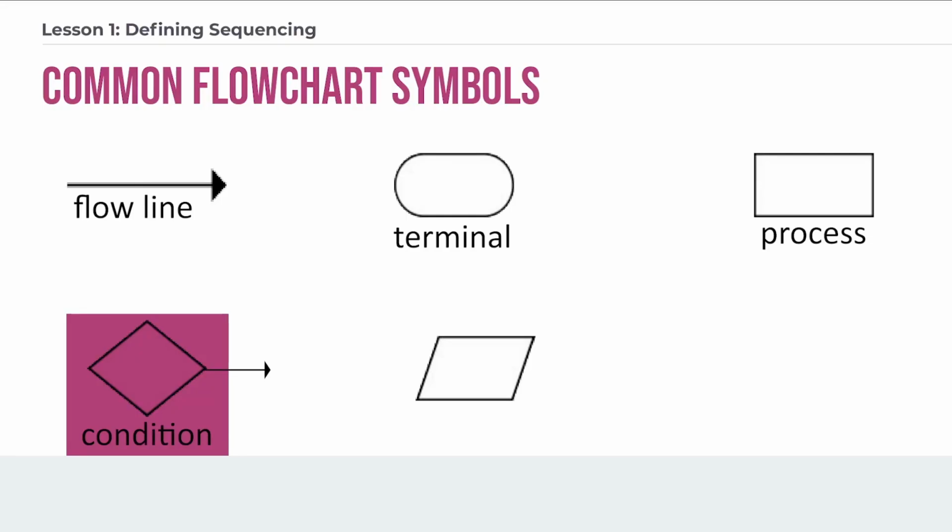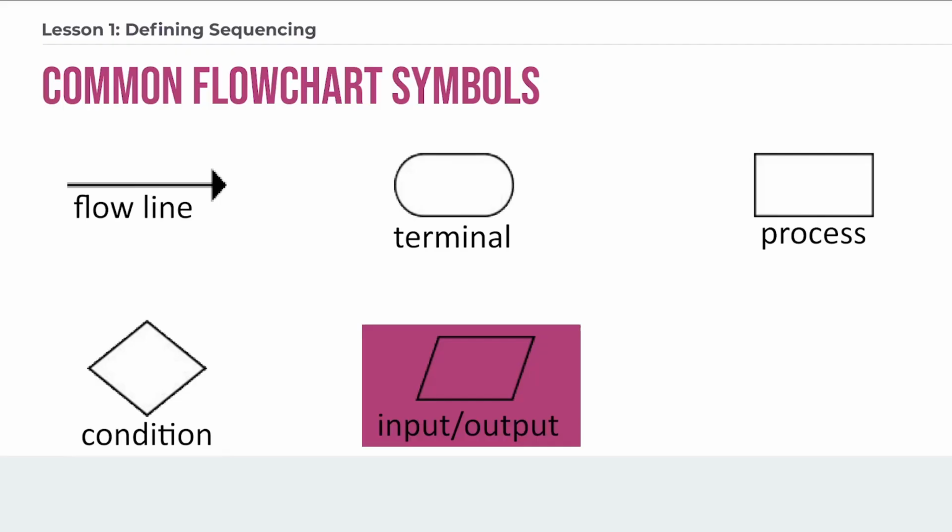So we could maybe have two different flow lines coming out of this decision block, because we need to show what happens if the condition evaluates to true and what happens if the condition evaluates to false. And last but not least, we've got input or output, and that's going to be shown by this parallelogram shape.